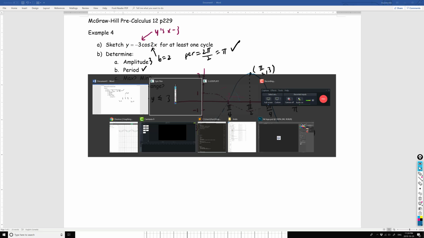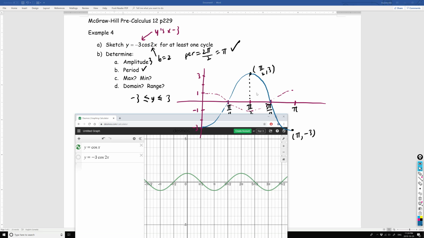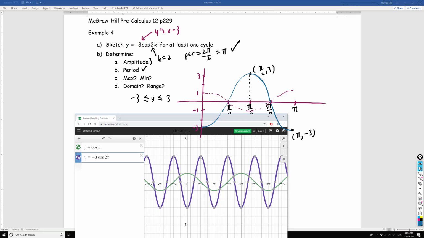So let's just verify that we have the correct maximum, pi over 2 comma 3, on Desmos. So let's go to our good friend Desmos, and as you can see we have y equals negative 3 cosine 2x. Let's click on this maximum here, and as you can see, indeed it is pi over 2 comma 3, and we have the correct maximum.